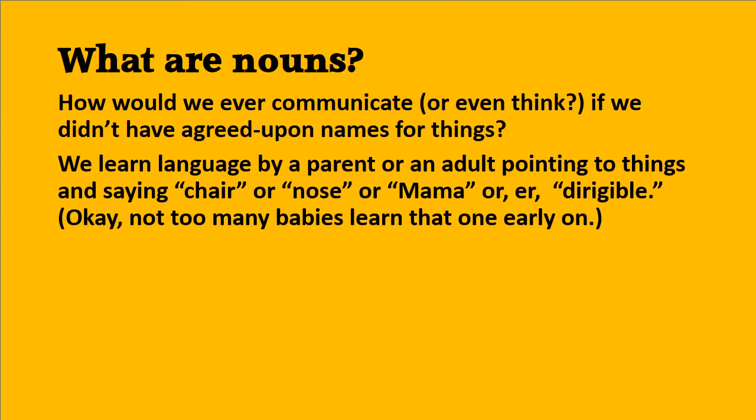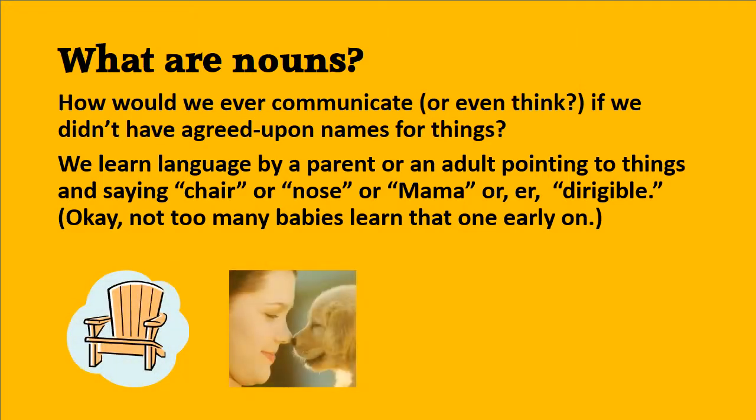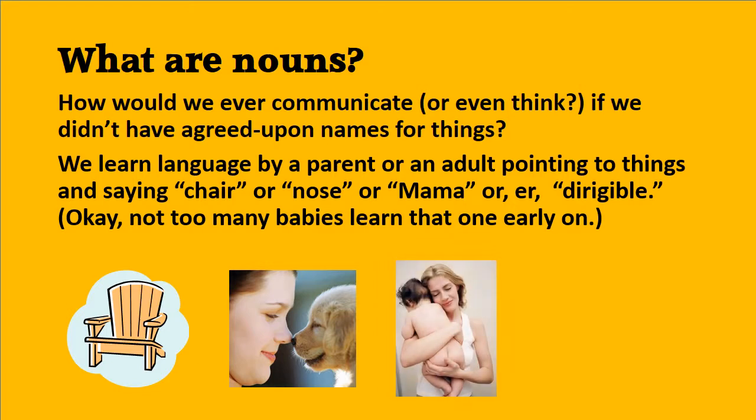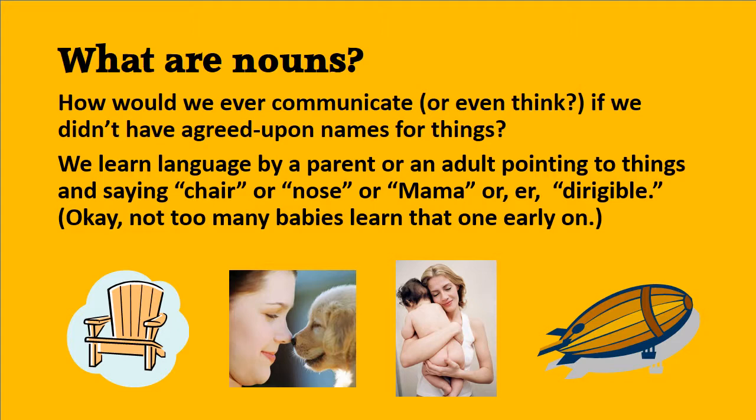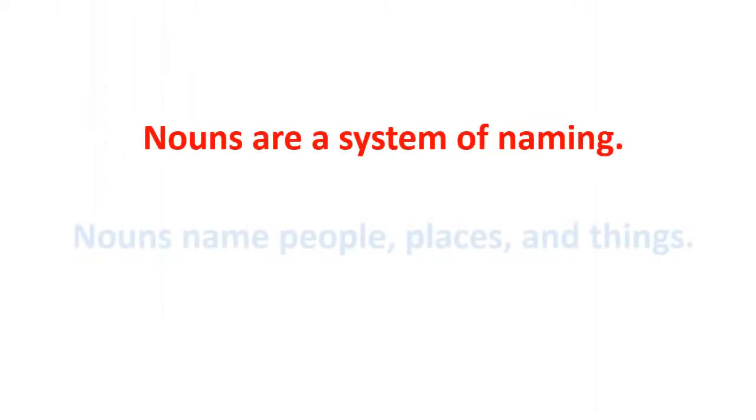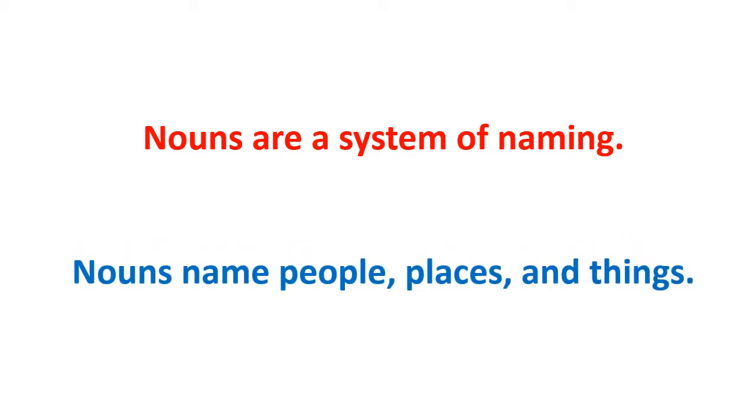We learn language by a parent or adult pointing to things and saying chair, or nose, or mama, or dirigible. Okay, not too many babies learn that one early on. Nouns are a system of naming. Nouns name people, places, and things. Everything that exists has a name.